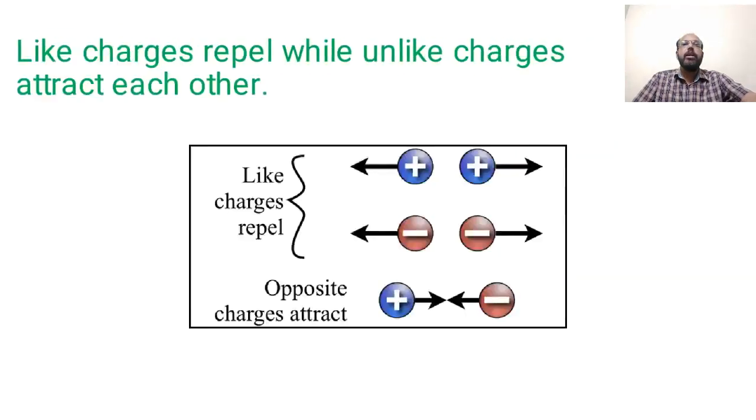Okay, from this diagram we can conclude that here two positive charges are there, and these two positive charges repel each other. Here two negative charges are there, and these two negative charges also repel each other. Here a positive charge and a negative charge attract each other.